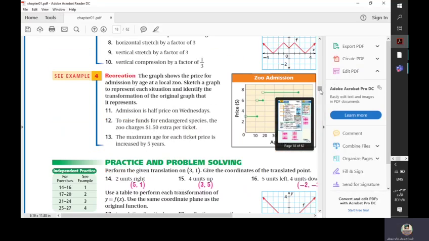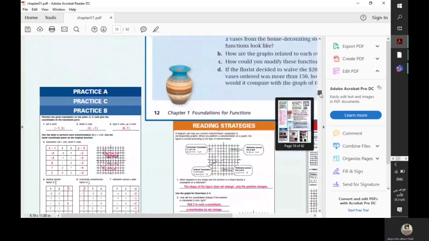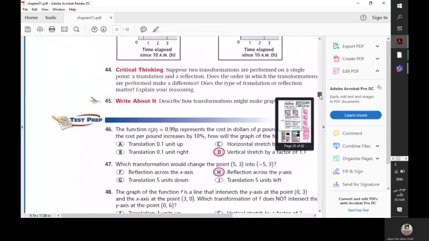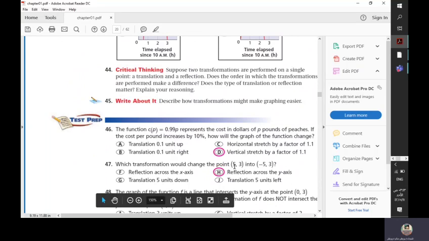And I will now solve test prep number 47. Transformation would change 5 and 3. It's a very important exercise in test prep. This is the standard for Common Core. 5 and 3 into negative 5 and 3. Which transformation would it be? In here, 5 and 5, 3 and 3, the numbers are the same.